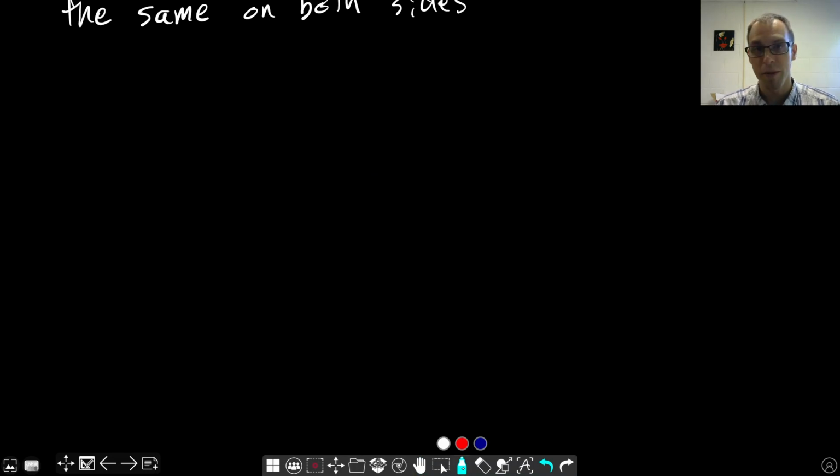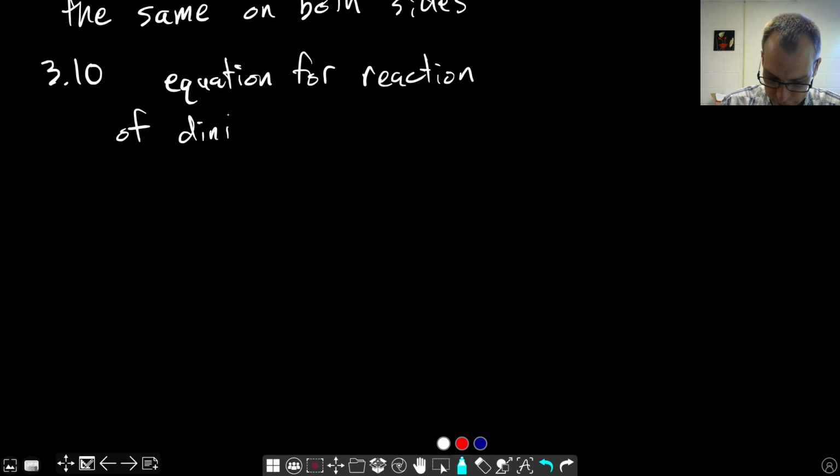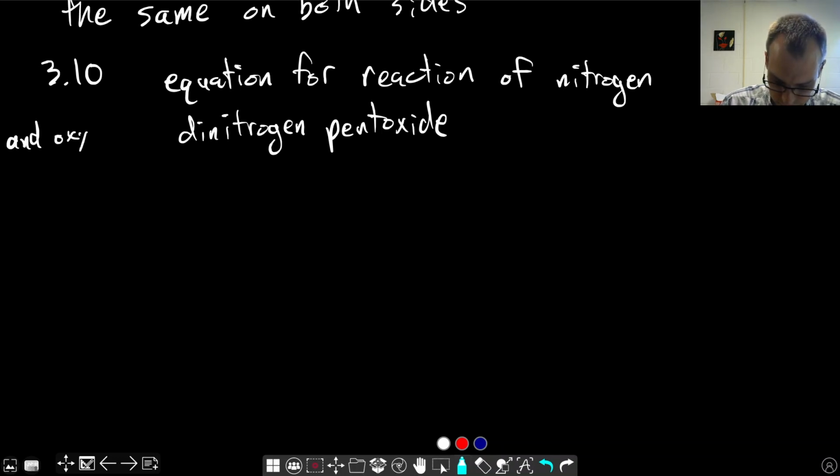Sometimes we'll be given a chemical equation just by being told the names of what's reacting. So here's an example. If you want to follow along in your textbook, this is sample problem 3.10. What's the balanced chemical equation for the reaction of dinitrogen pentoxide? This will also give us some practice with nomenclature. Oh, sorry, that's the product. So let me erase that. The reaction of nitrogen and oxygen to form dinitrogen pentoxide.